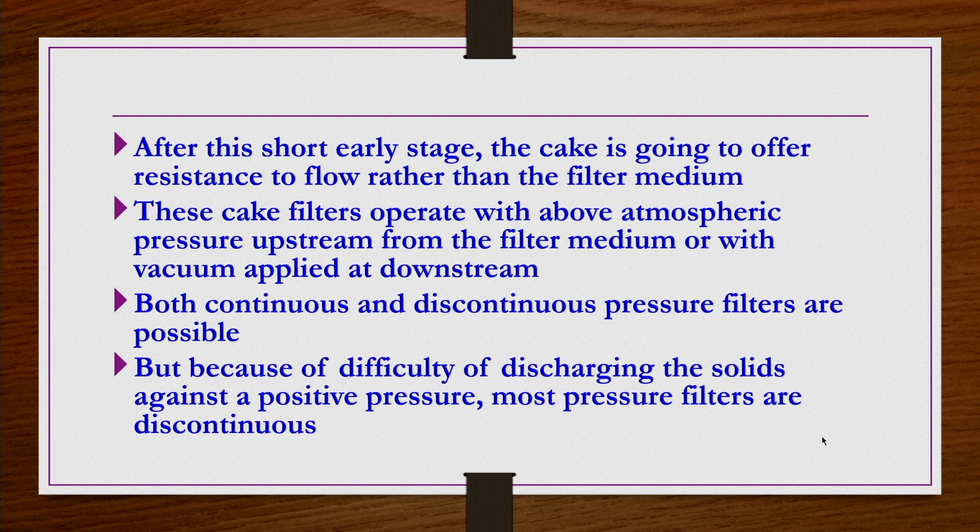In discontinuous processes, we stop the operation cycle, the filtration cycle, in between and then try to dislodge the cake that has deposited on the filter medium. If you design it in such a way that you can continuously remove the solids from the filter medium surface, then you can have a continuous filtration process without interrupting the filtration cycle.